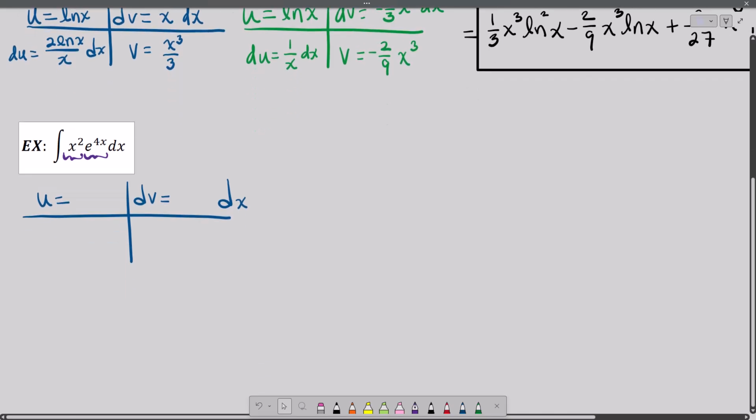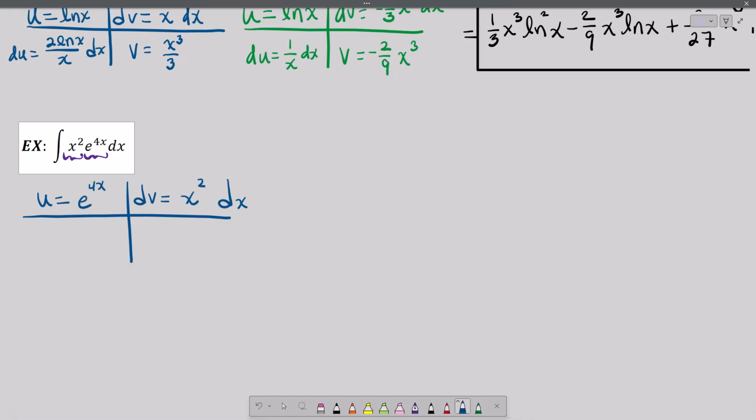So notice that if we were to put the x squared there and the e to the 4x here, this would get worse. And there's not going to be any compensation for it getting worse because the derivative of an exponential is itself. There's no division by x. It would just get worse. So this is the more classic case where the powers of x, stick them with u, because when you differentiate, it gets easier. The power goes down. So that's the more classic.